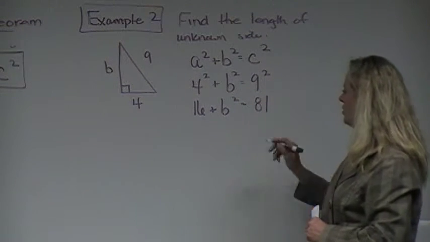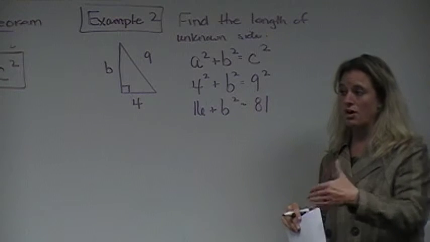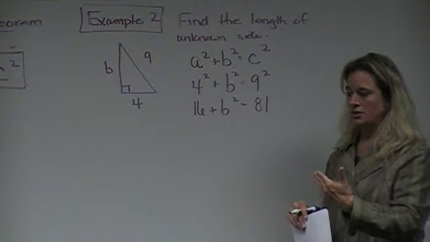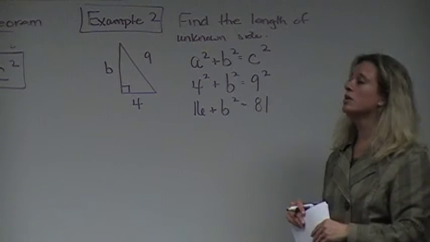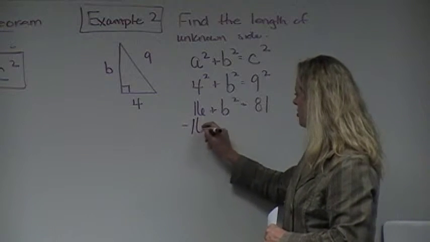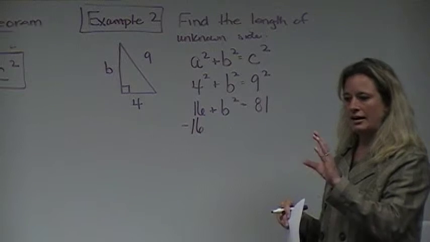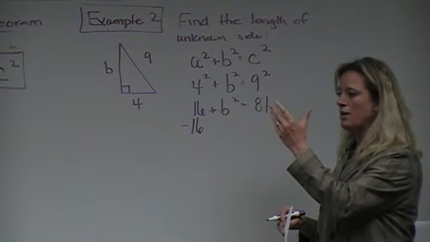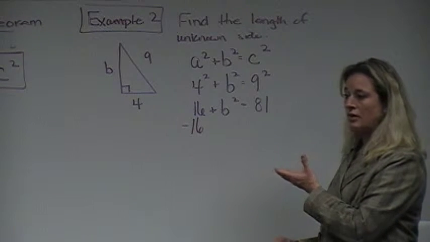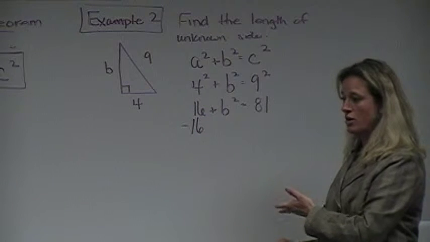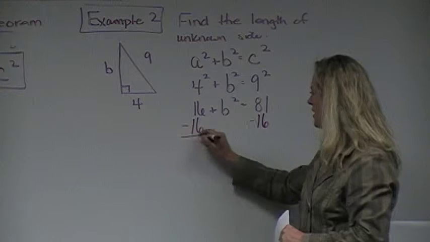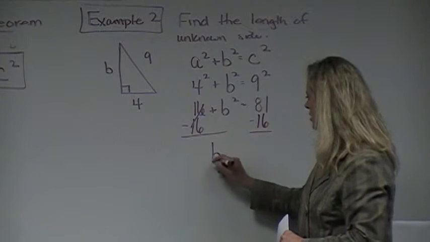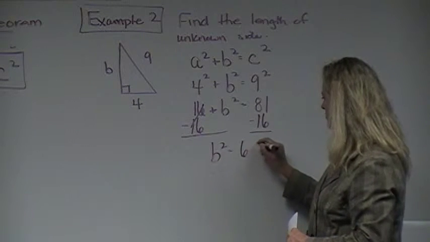81. Now, to solve for B, we need to get rid of what on the left side? Not the square yet, the 16. How do we get rid of adding 16? Subtracting. So the key here, class, is when we give you a leg and the hypotenuse, you're going to end up having to subtract the leg you're given squared from the C squared, and then take the square root of both sides. We're going to subtract 16 from both sides, and we get B squared equals 65.